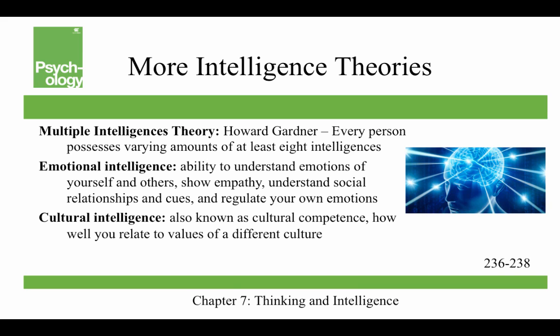Emotional intelligence, this is a good segue, is your ability to understand the emotions of yourself and others, which is basically intrapersonal and interpersonal intelligences. Show empathy, understand social relationships and cues, and regulate your own emotions. And people who are high in emotional intelligence tend to have well-developed social skills. There's also such a thing as cultural intelligence, also known as cultural competence, and it's how well you relate to the values of a different culture.